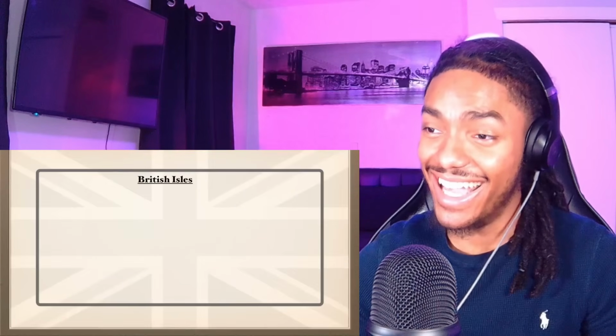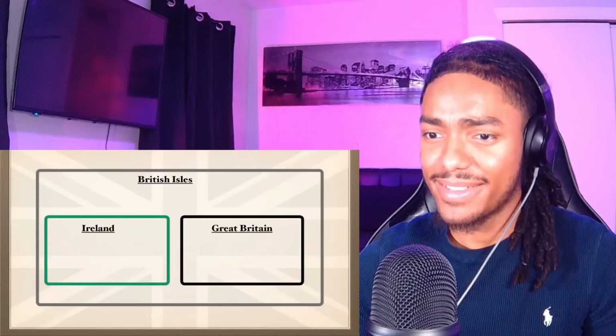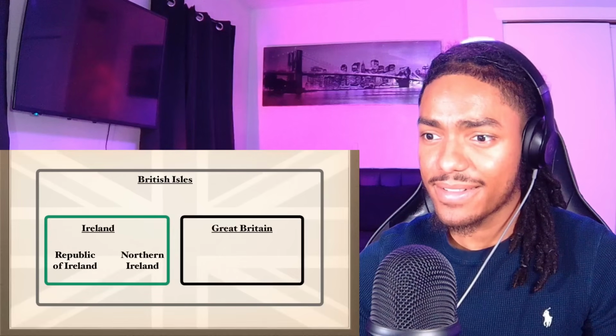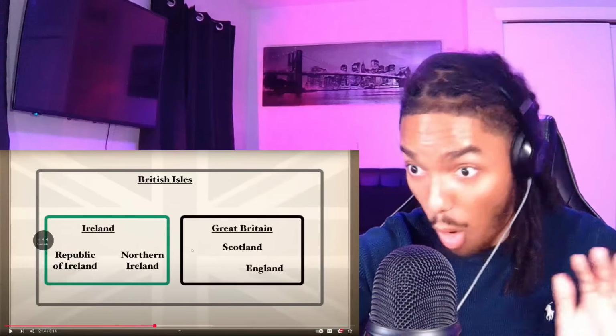To review, the two largest islands in the British Isles are Ireland and Great Britain. Ireland has on it two countries, the Republic of Ireland and Northern Ireland, while Great Britain mostly contains three, England, Scotland, and Wales. These last three, when combined with Northern Ireland, form the United Kingdom.